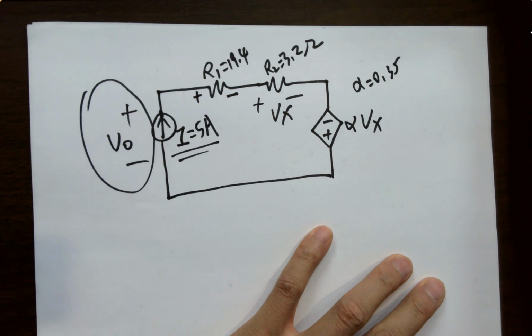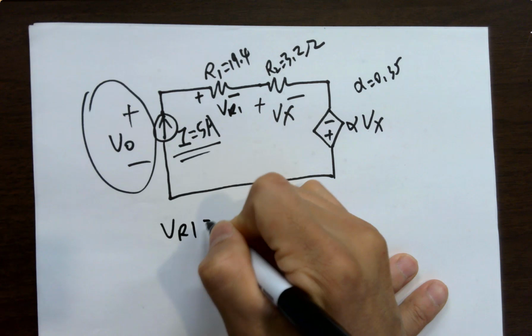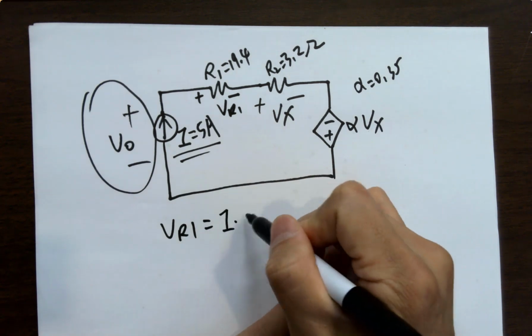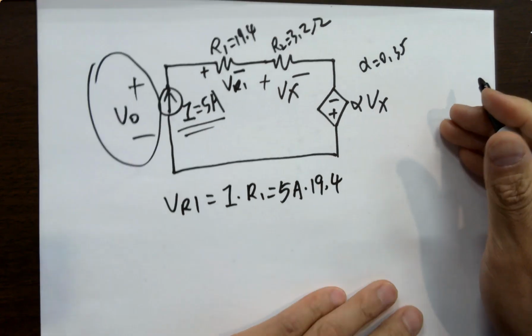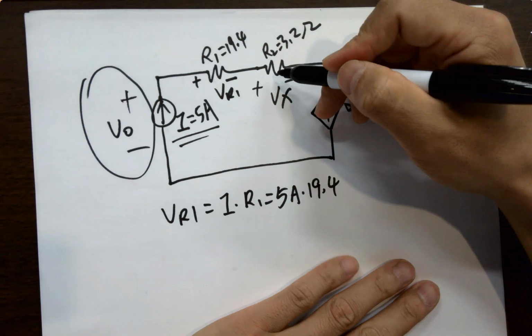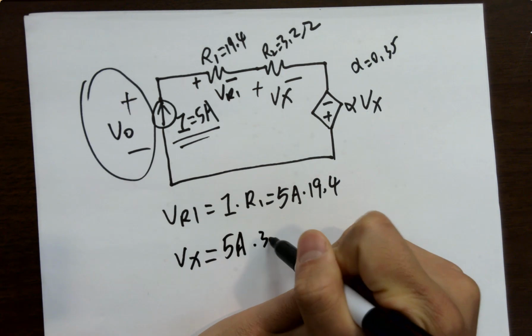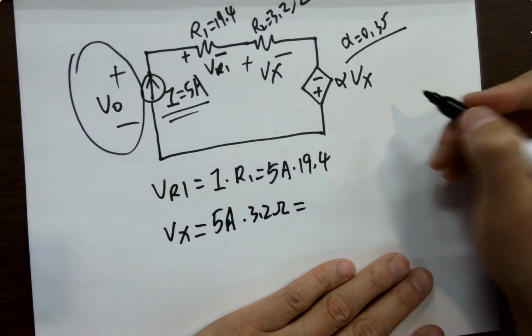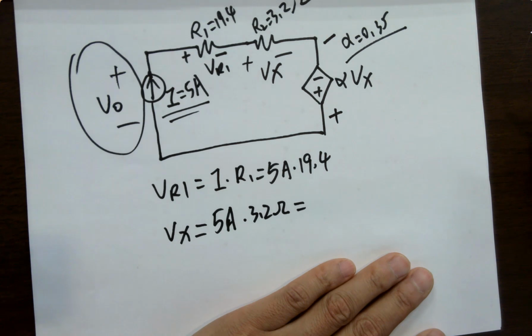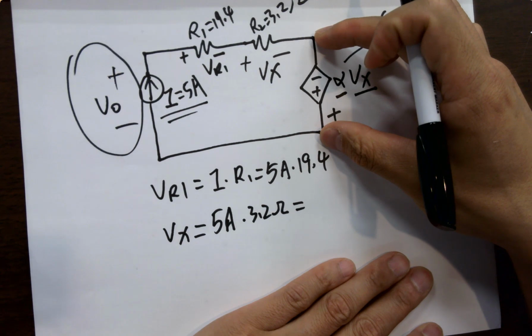Voltage drop. All right. So what's the drop here? Let's say VR1. So what is VR1? It's I times R1, which is 5 amps times 19.4. And what is Vx? Vx is 5 amps times 3.2 ohms. What is alpha? This. So what's the voltage here? You can definitely calculate it, right? Given, calculate it. So you know the voltage across it. Okay?